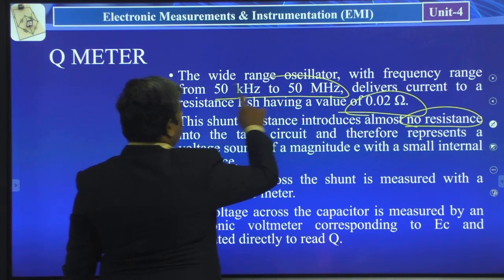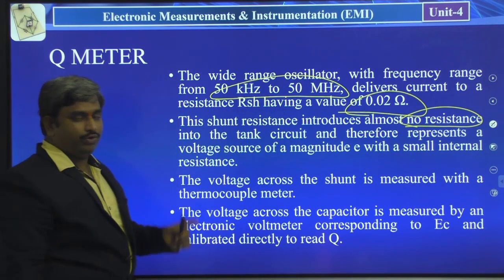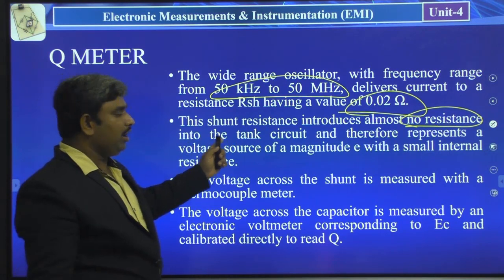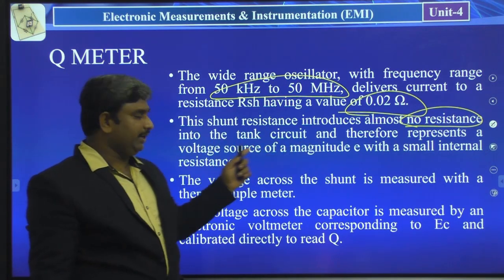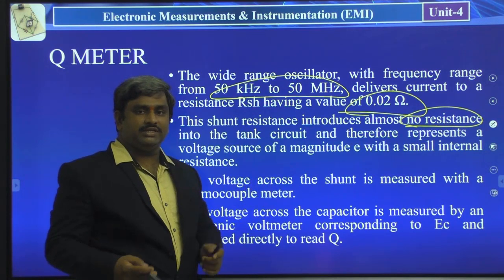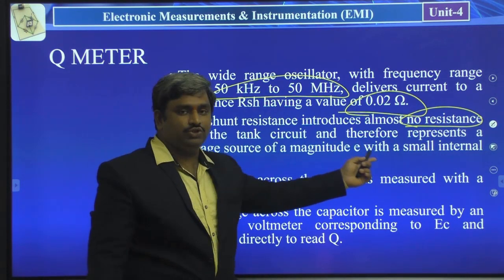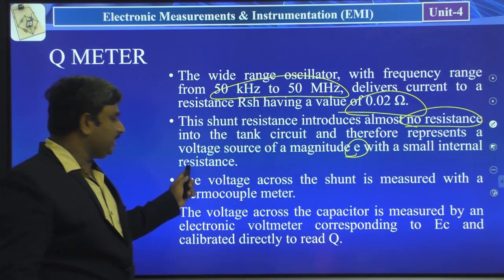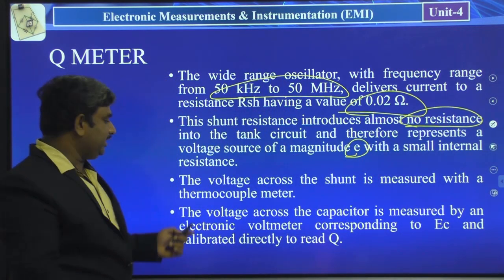And here also the oscillator frequency is very important. Note it down. So there is no resistance in the shunt resistance value to the tank circuit, and therefore it represents a voltage source of a magnitude E, with a small internal resistance, that is a negligible resistance.